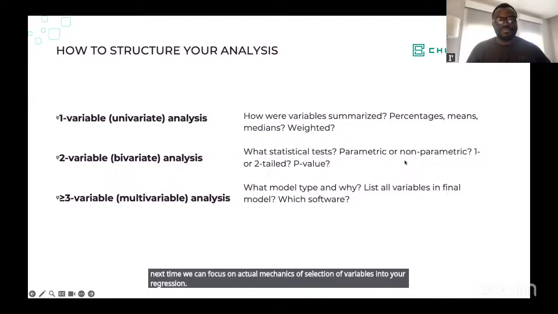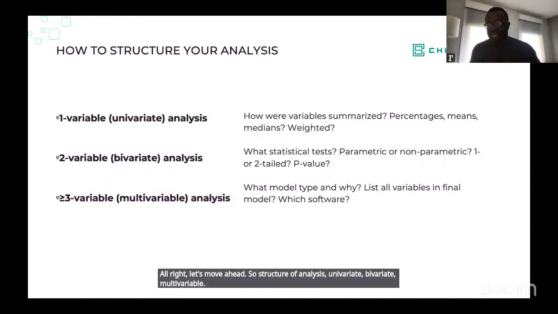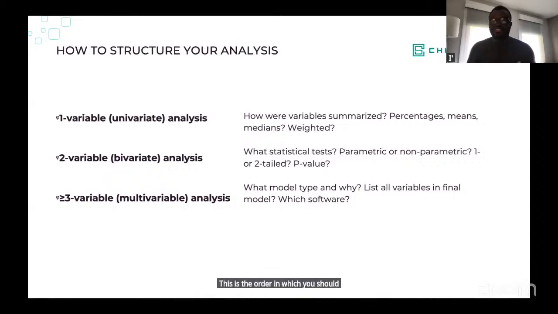All right, let's move ahead. So, structuring of analysis: univariate, bivariate, multivariable. This is the order in which you should perform the analysis. This is also the order in which you should report the analysis.